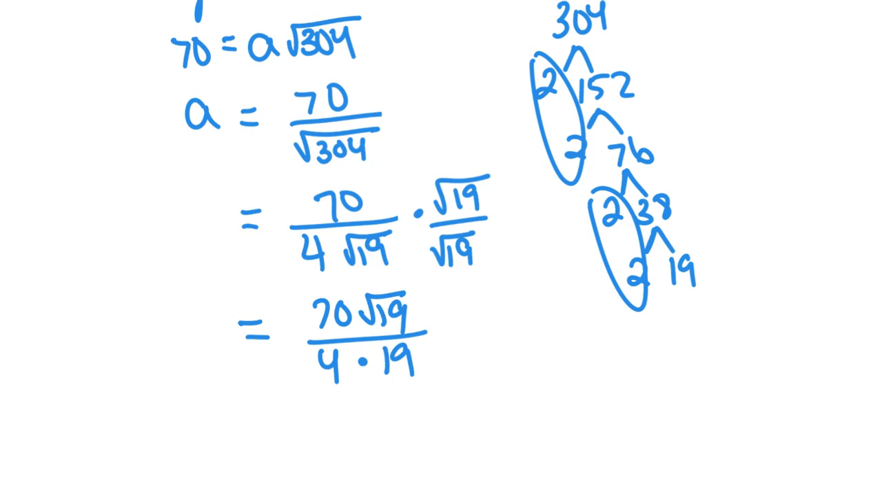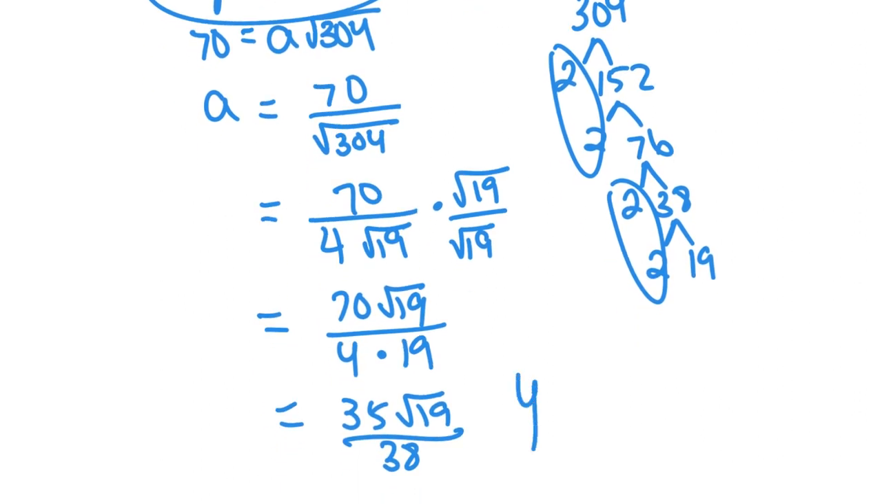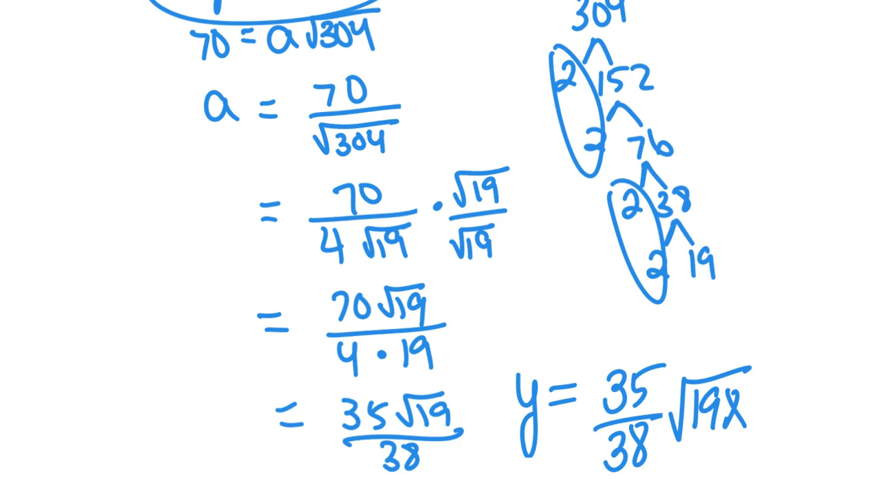Well, the 70 and the 4 reduce by 2. So I got 35 square root of 19 over 38. Will 35 and 38 reduce? Nope. Now we have to go back and remember what we were doing after all of that. That's our a value for this right here. So here we go. It's y equals, a is 35 over 38 square root of 19x.